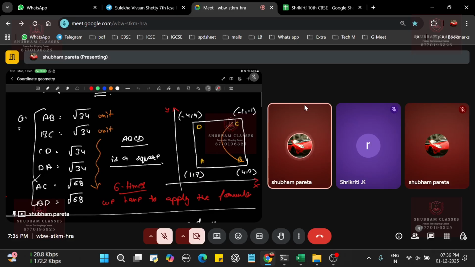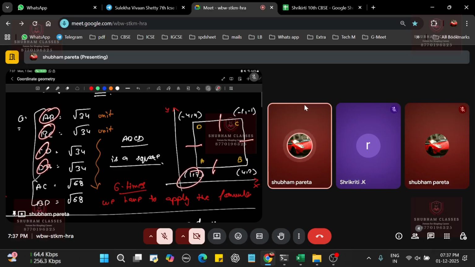The question will say that there is a quadrilateral. The quadrilateral is basically ABCD. So you need to find out the distance for AB, BC, CD, DA. You need to find out the distance.